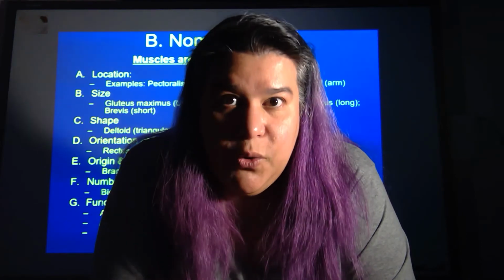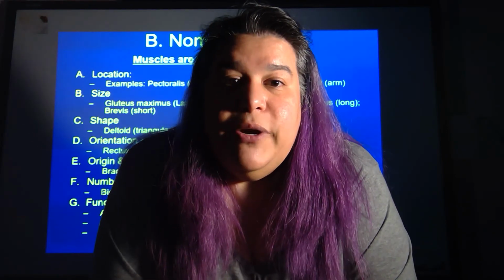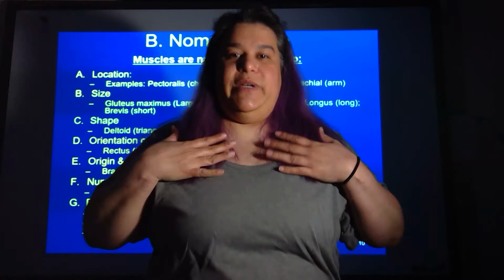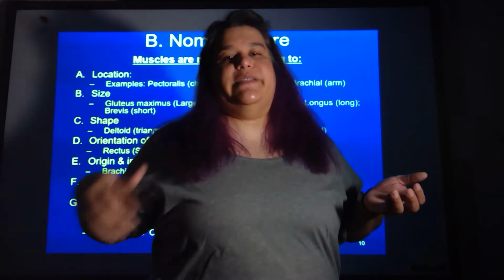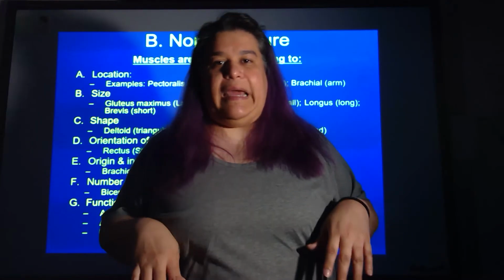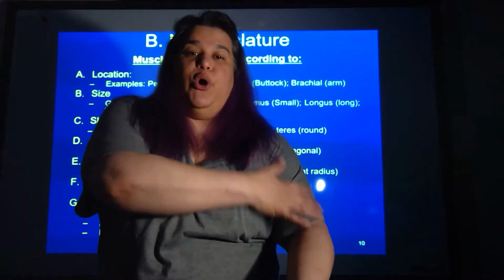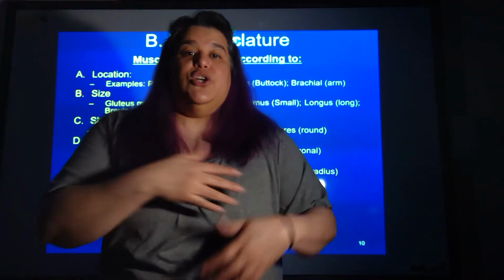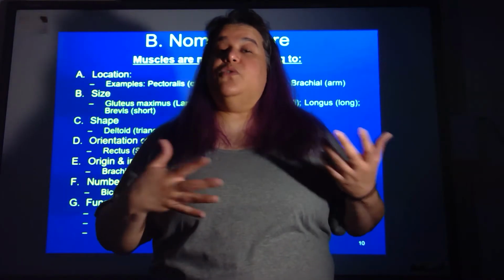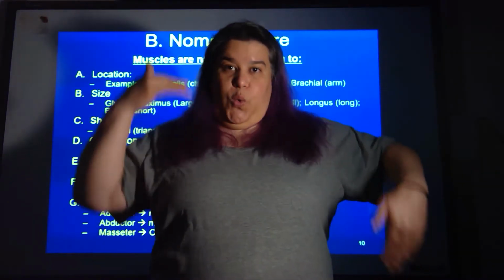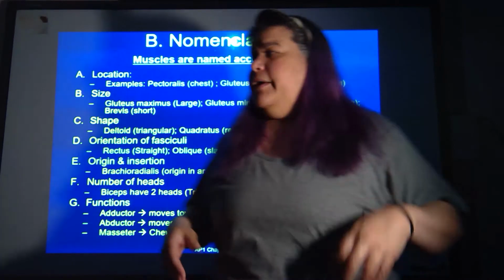But I had talked about those terms being important to know, to get familiar with them, right? So for example, pectoralis, that's going to be here on the chest. Gluteus, I'm sure everybody knows gluteus maximus by now. And then brachial. Brachial means this part of your arm, okay? So when you're looking for those muscles with those names, you know where on the body you're looking.